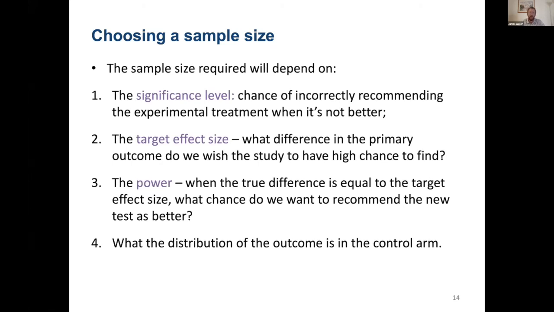So what is the difference between the two arms that we'd like to have a good chance to find if it exists? The power itself is the chance or the probability of rejecting the null hypothesis when the true difference is actually equal to the target effect size. And so normally that would be a high value like 80 or 90%. And it also depends on some other things depending on the scenario, usually to do with the distribution of the primary outcome in the control arm.